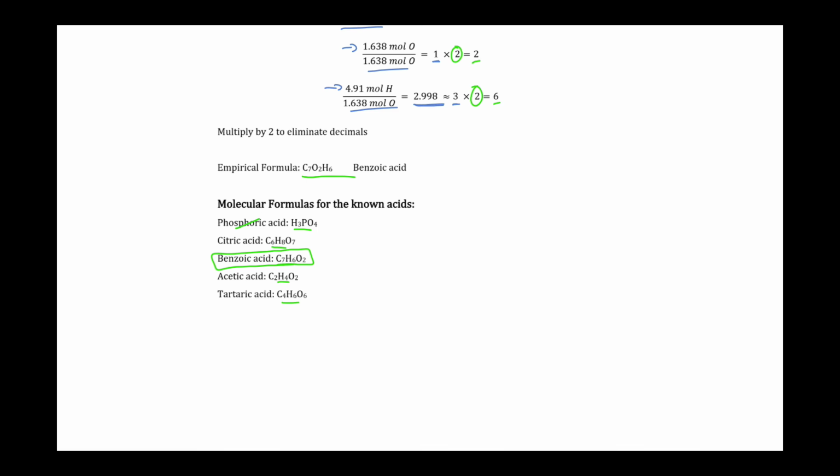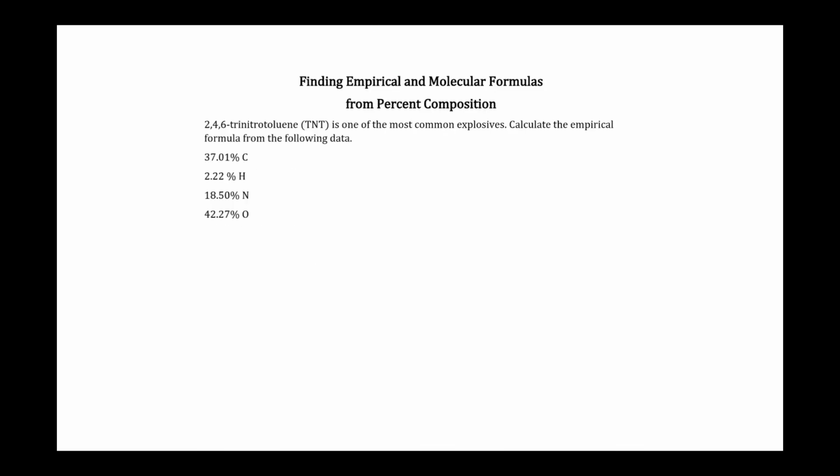Let's do one more problem in this problem set. My last problem reads, 2,4,6-trinitrotoluene, TNT, is one of the most common explosives. Calculate the empirical formula from the following data. Okay, so this time they only want the empirical formula. Again, I am given my percent composition for all of my elements.